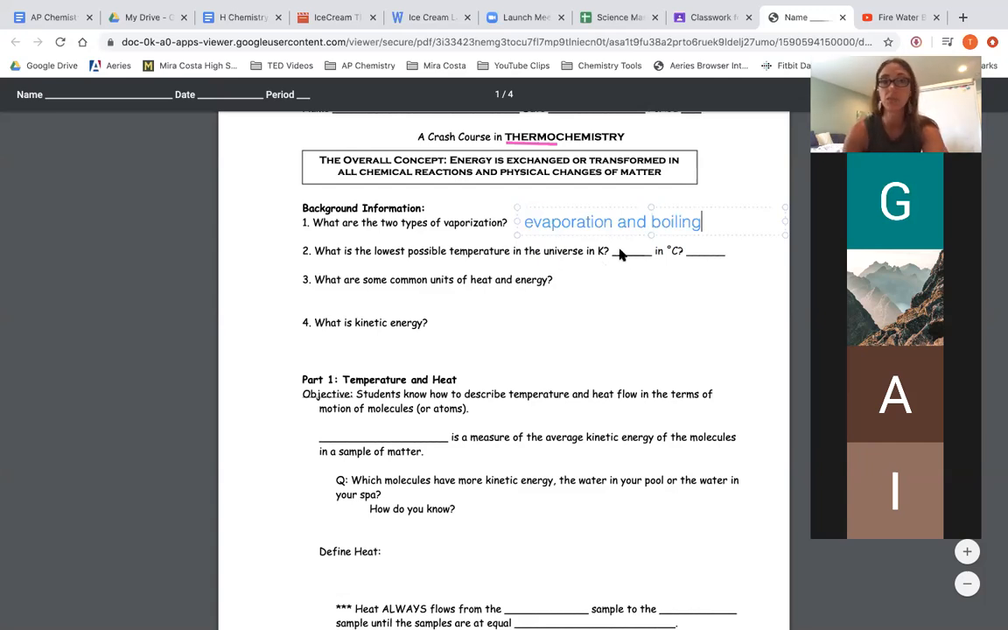Okay, the lowest possible temperature in the universe is 0 Kelvin. That's what we call absolute zero. And in degrees Celsius, that would be negative 273, or negative 273.15 to be exact, degrees Celsius.